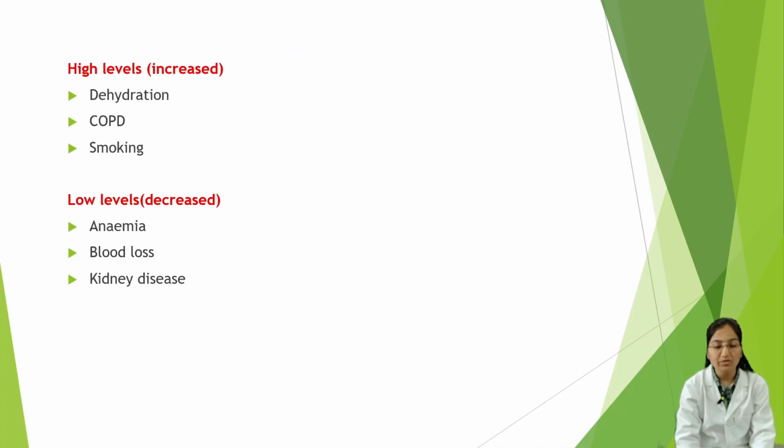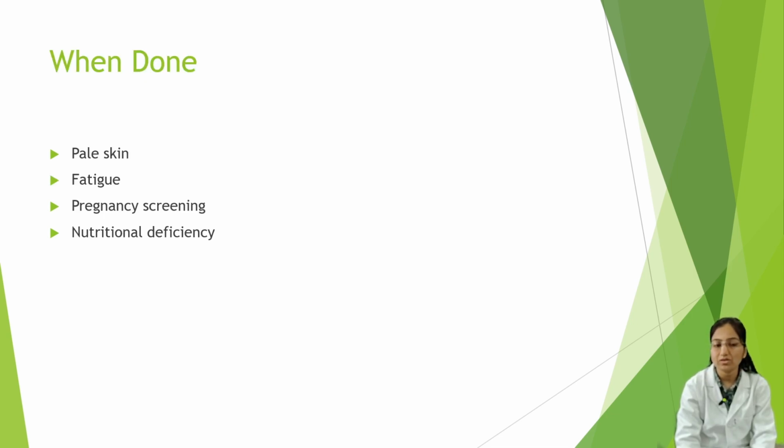Next we'll see if HB increases in the person, what happens? Dehydration, COPD, chronic obstructive pulmonary disorder, and smoking. Next come the low levels. When HB decreases, the person has anemia, blood loss, and kidney diseases. Next we'll see when the HB test is done: pale skin, fatigue, pregnancy screening, and nutritional deficiency.